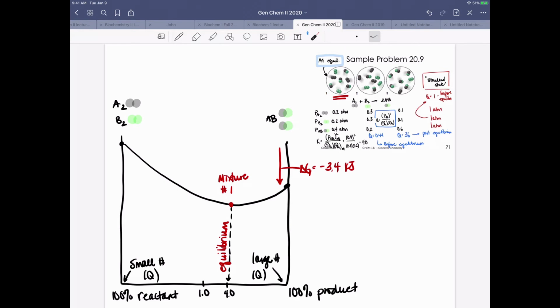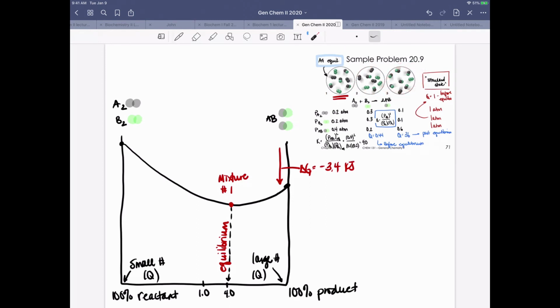But we know we don't go 100% to product. My K is not some infinitesimally large number. My K was 4. So somewhere around here is my equilibrium mixture. This is going to represent the low point that we have here for this process. What I'm going to do now is map on mixtures 2 and 3 here.